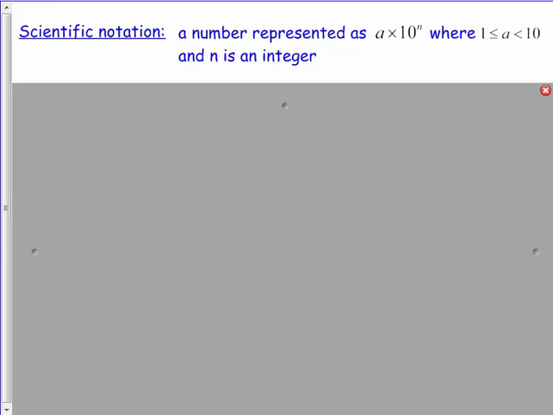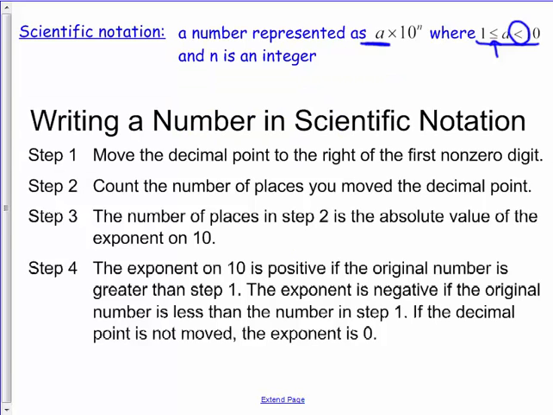It's a number represented as a times 10 to the n power, where a is between 1 and 10. So a is a single digit integer. Notice a can be 1, but it cannot be 10. So it's a single digit number here, and n is an integer. Could be negative, could be positive here.